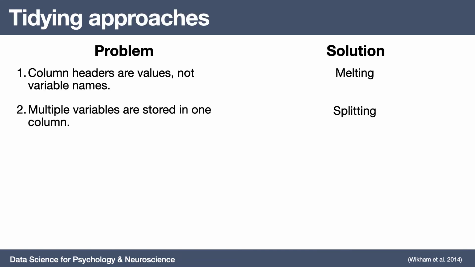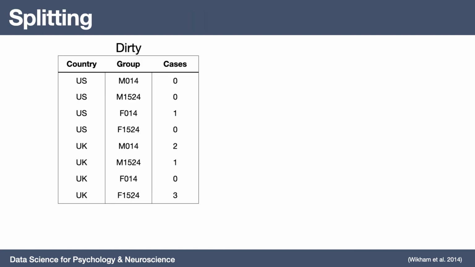Another problem that comes up is multiple variables are stored in one column. And the solution to this is something known as splitting. So let's see this by example again. Here is a dirty data table.